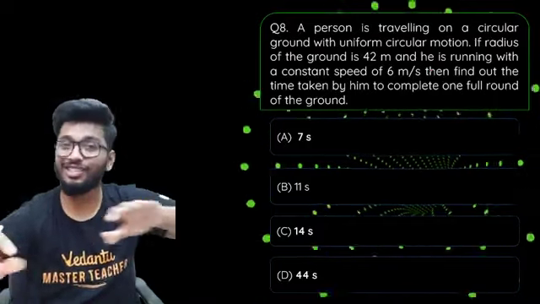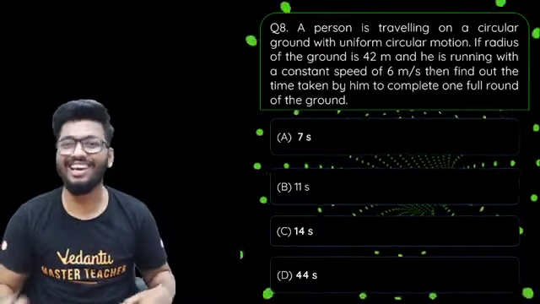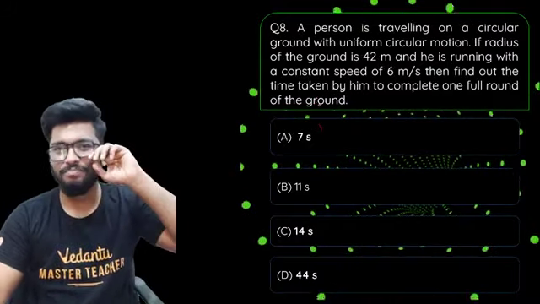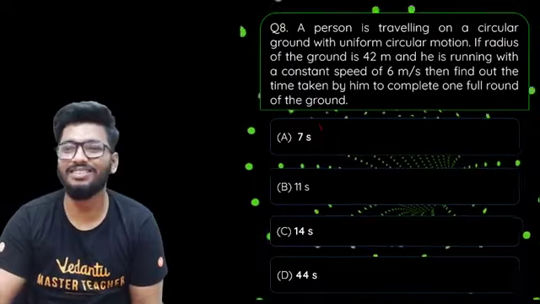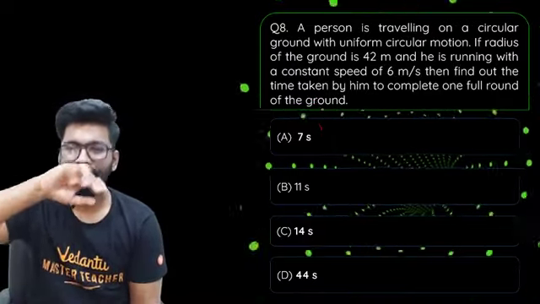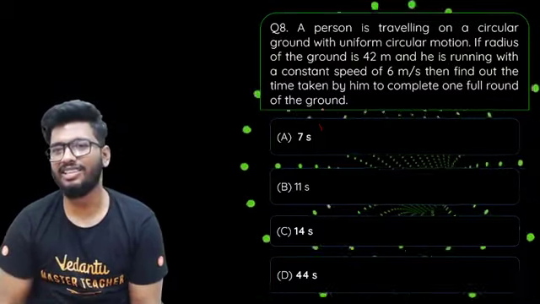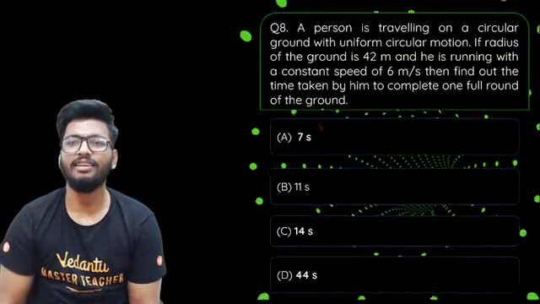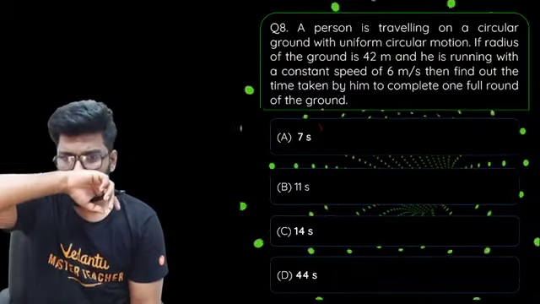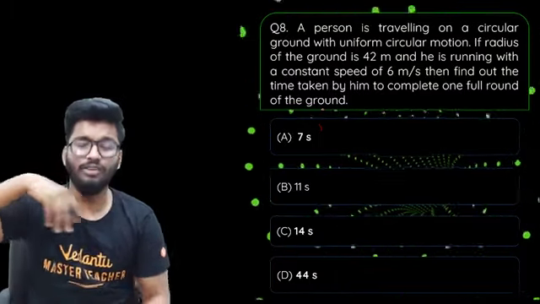So last question, guys. Go ahead and solve this. Just let's call it a day. Here's the question. A person is traveling on a circular ground with uniform circular motion. If the radius of the ground is 42 meters and he's running with a constant speed of 6 meters per second, find out the time taken for him to complete one full round around the ground. Options: 7 seconds, 11 seconds, 14 seconds, or 44 seconds.